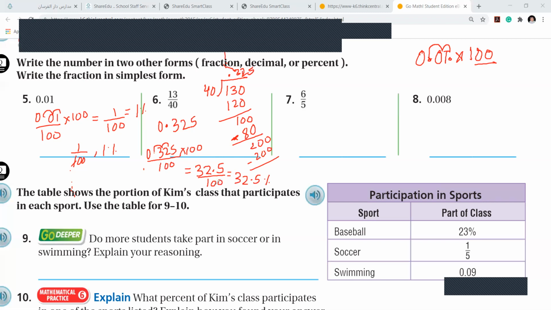Any questions in this? No, miss. Try to solve the same questions in the evening, girls, because these will be there in the test, inshallah. Okay, miss.